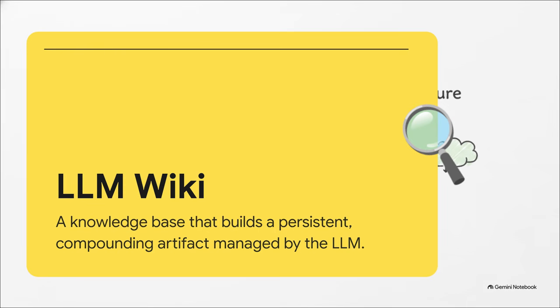Think about traditional RAG for a second. Every time you open a new chat session, that agent starts from absolute zero. It has to hunt for those fragments all over again. But an LLM-Wiki is entirely different. It's a persistent, compounding artifact. Think of it this way. The agent acts as the programmer, and the wiki is its codebase. As it reads more sources, it continuously updates and refines a structured web of knowledge.